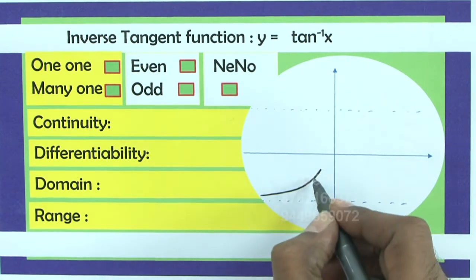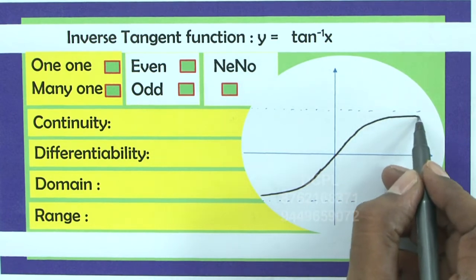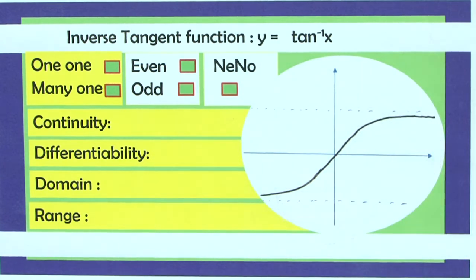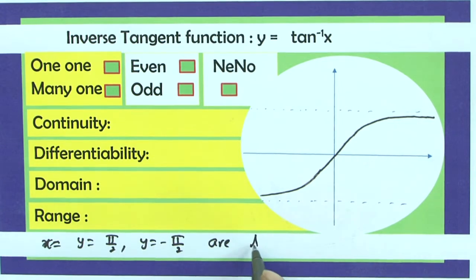Y is equal to minus pi by 2, sorry, x is equal to minus pi by 2 and x is equal to plus pi by 2 are the asymptotes. Y is equal to pi by 2 and y is equal to minus pi by 2. The lines parallel to x-axis are asymptotes.